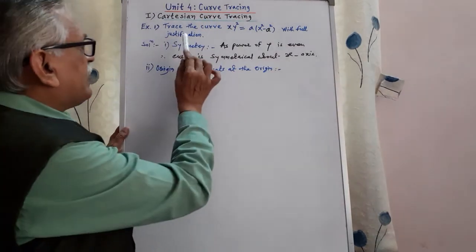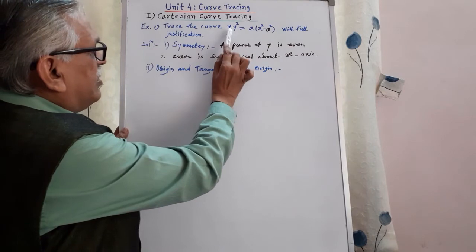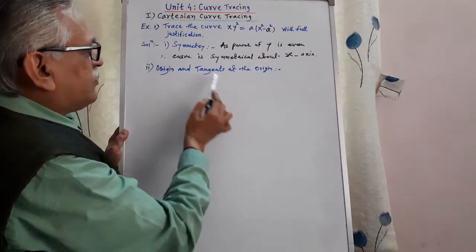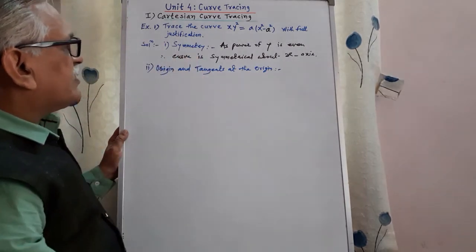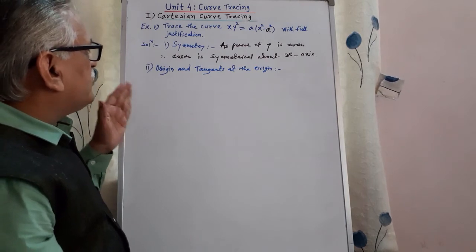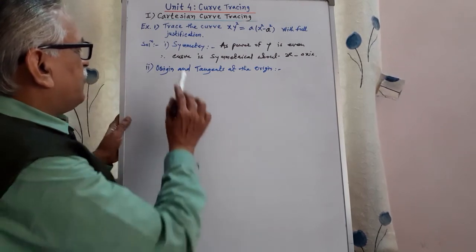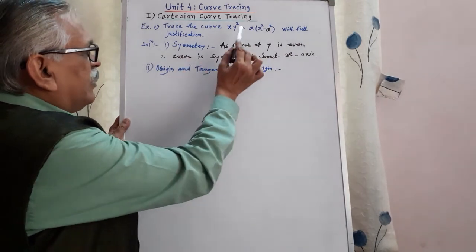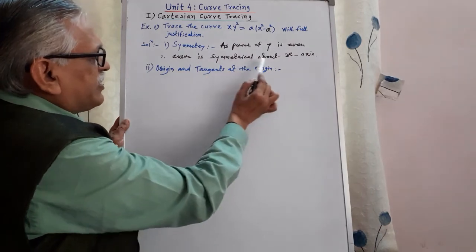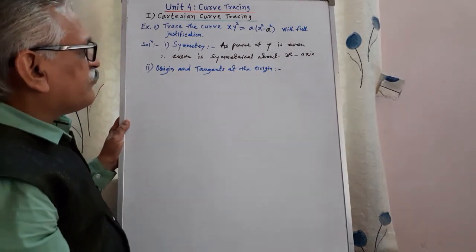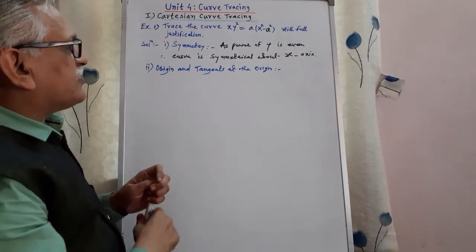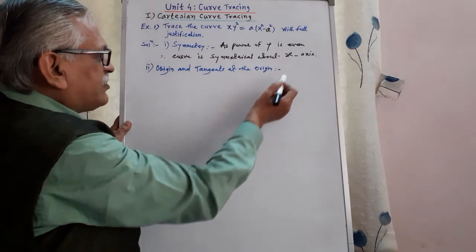Let us see the first example. Trace the curve xy square is equals to a into x square minus a square with full justification. Therefore, using that 5 points procedure or 5 steps. First point, symmetry. Here the power of y is even, therefore curve is symmetrical about x-axis and no any other symmetry exists here, only it is symmetrical about x-axis.